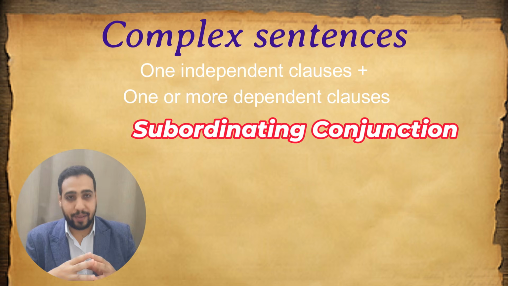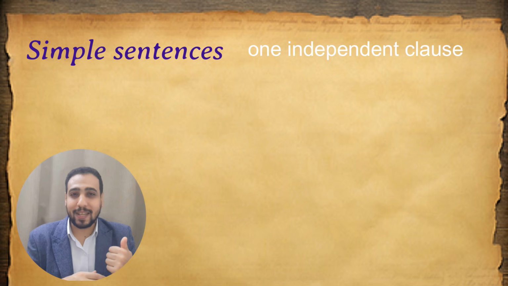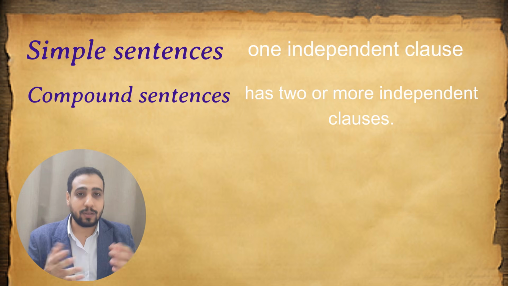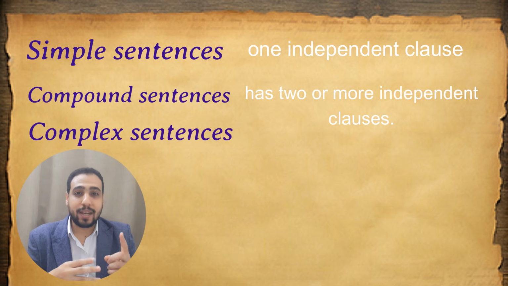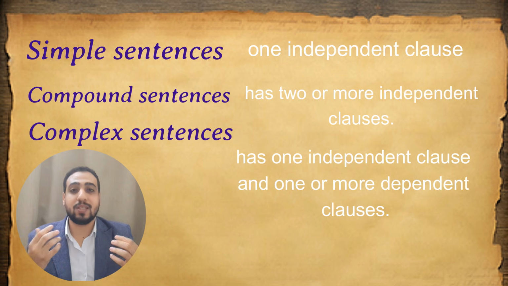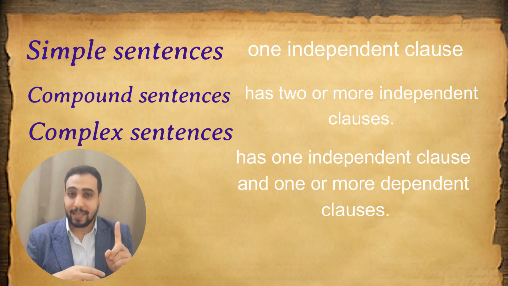So let's do a quick recap. A simple sentence has one independent clause. For example, the students studied hard. A compound sentence has two or more independent clauses. For example, the students studied hard, so they aced the test. A complex sentence has one independent clause and one or more dependent clauses. For example, because the students studied hard, they aced the test. Remember, simple equals one idea, compound equals two or more equal ideas, and complex equals one main idea with supporting information.